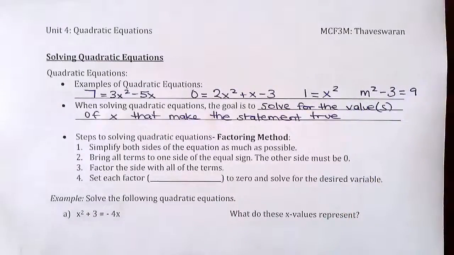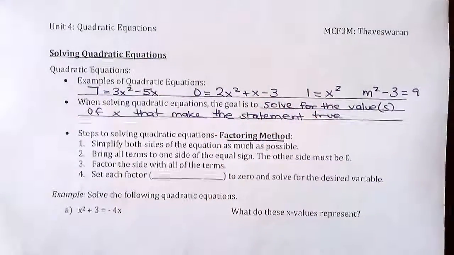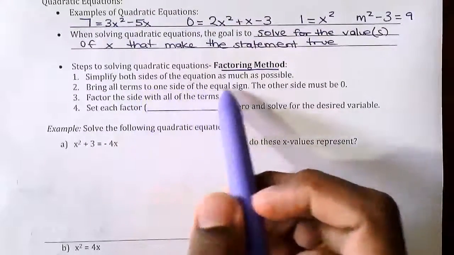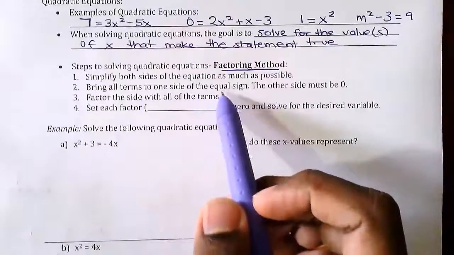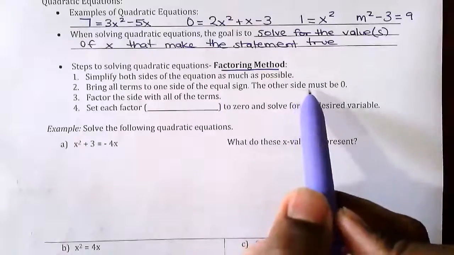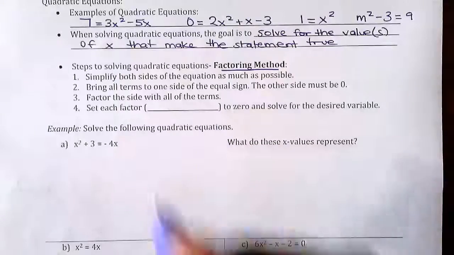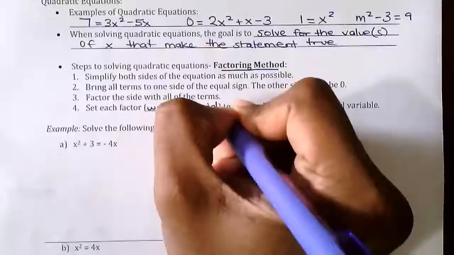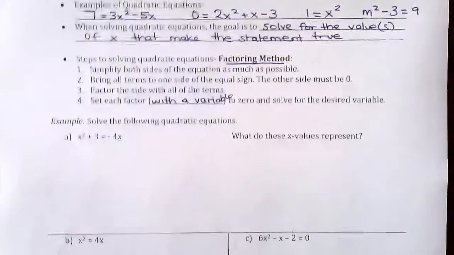So there are two methods, as I mentioned, to solve quadratic equations. In this lesson, we'll focus on the factoring method. For the factoring method, you need to simplify both sides of the equation as much as possible, then bring all terms to one side of the equal sign. The other side must be 0. Factor the side with all of the terms, and set each factor with a variable to 0 and solve for the desired variable. So we'll go through these steps in a couple of examples.